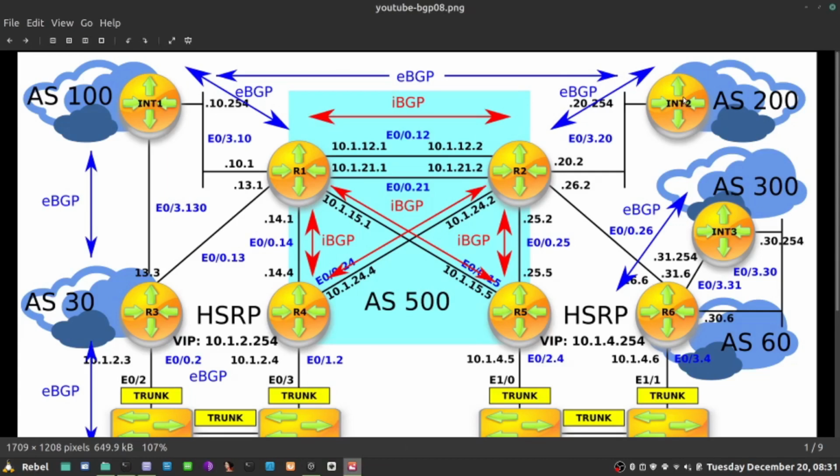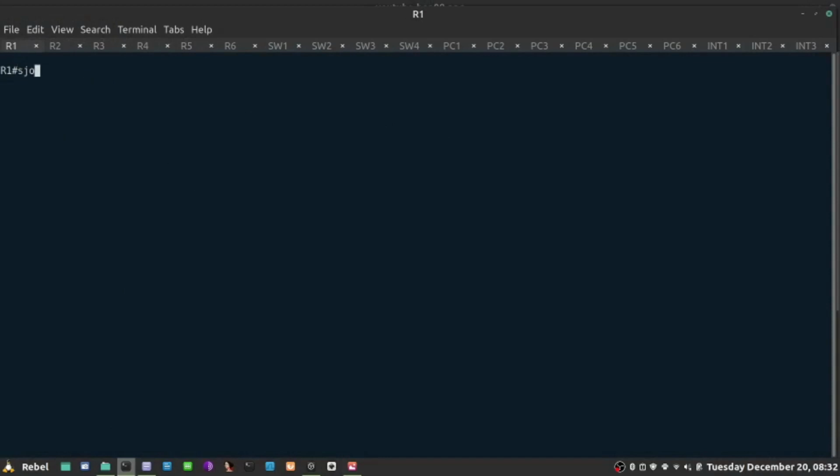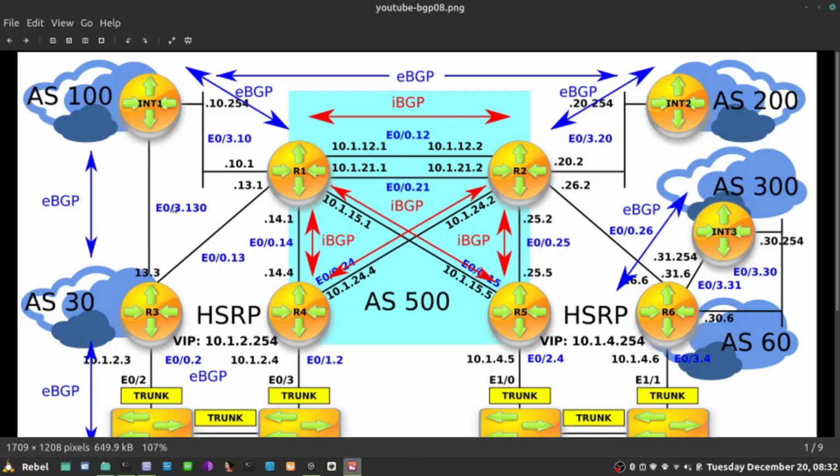Internet 2 is also re-advertising them, but it prepends its own AS number to the path while advertising them towards R2. Let's actually see that as well. If I jump on R1 and run show ip bgp regexp with underscore 100 ending the AS number, these are the four prefixes. And I can see there's only one path from R1's perspective. That's the best path, with one AS hop towards those destinations.